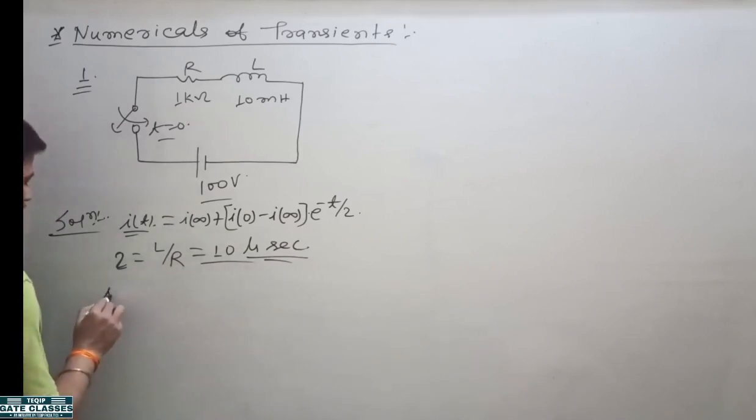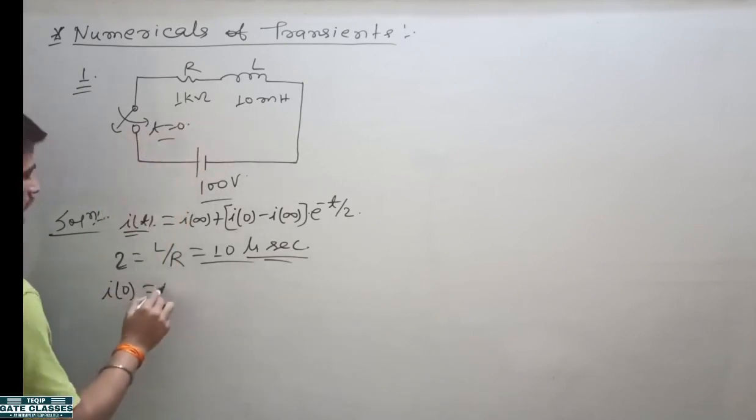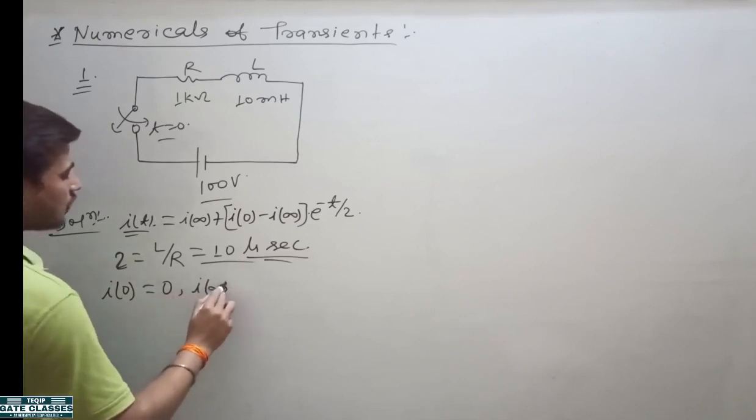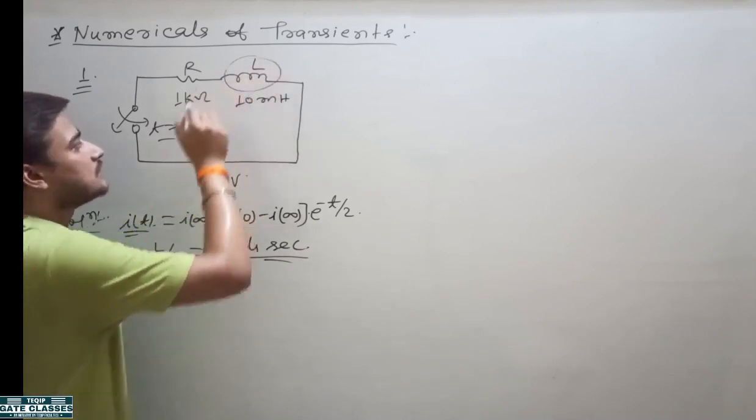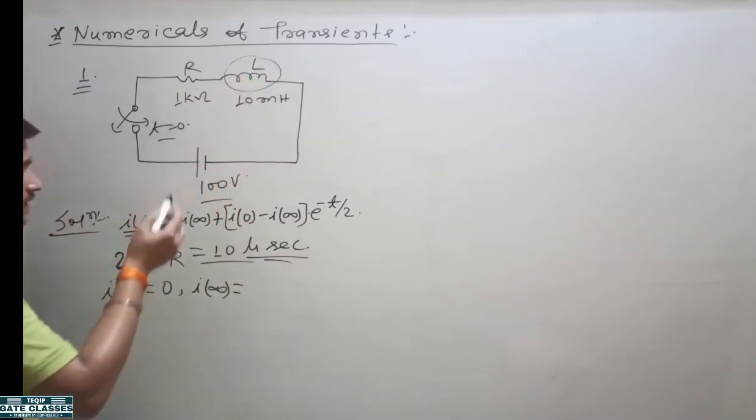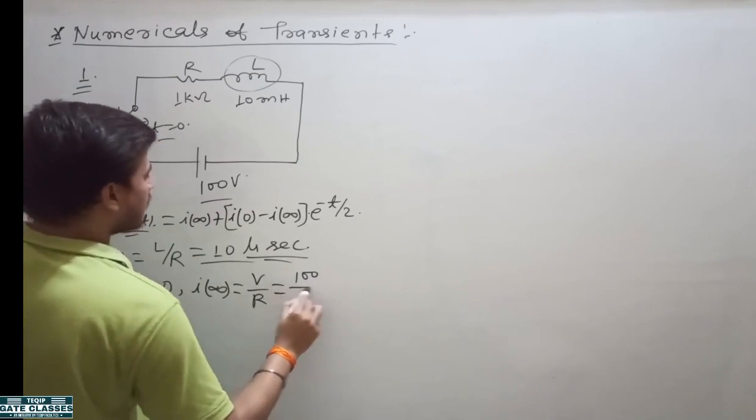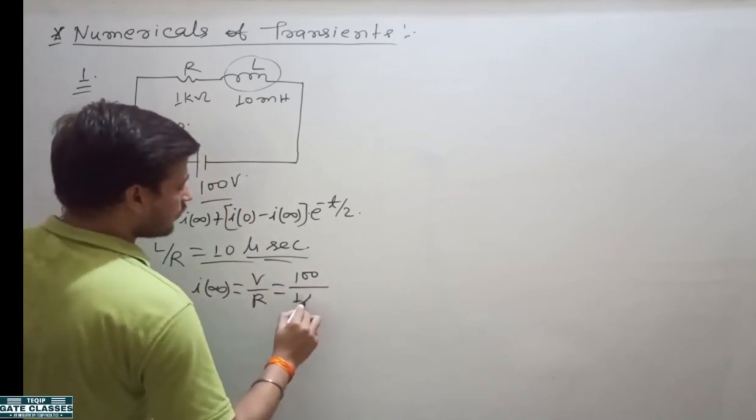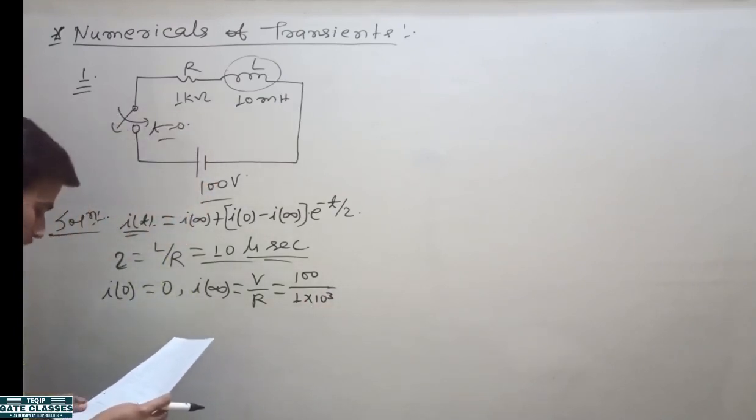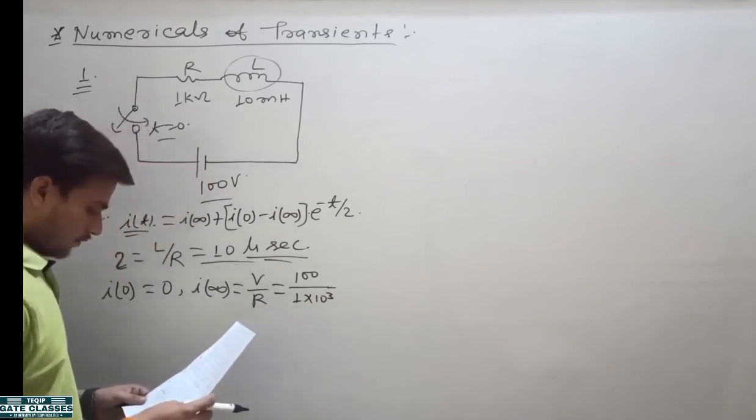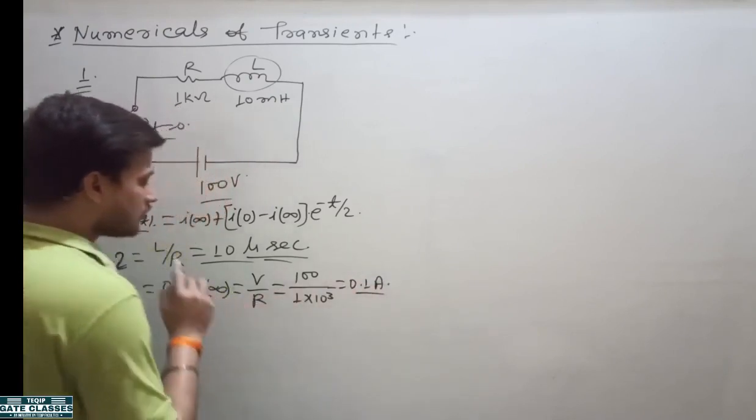Next let us write I0. Initially the current was 0, so I0 is 0. For I infinity, when the time t tends to infinity, you will see the inductor part is short circuited, so it will be V by R. That is 100 divided by 1 into 10 to the power 3, which is 0.1 ampere.